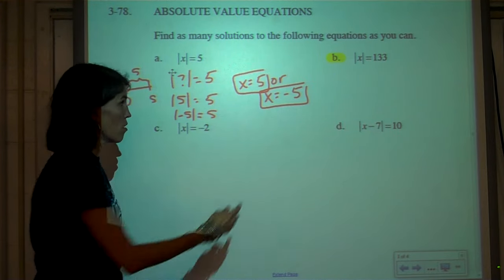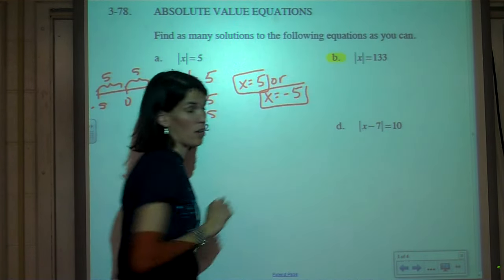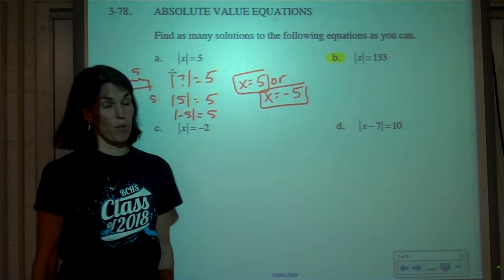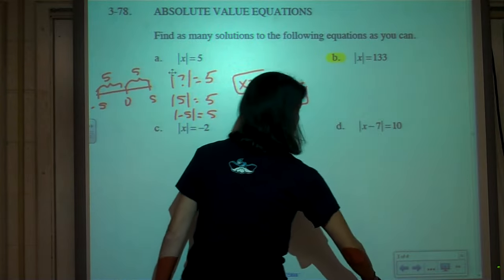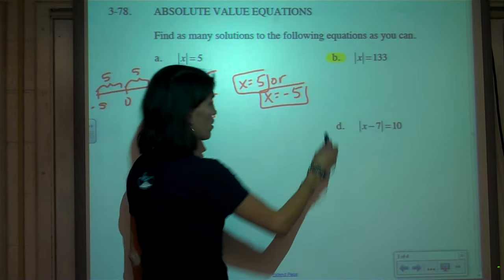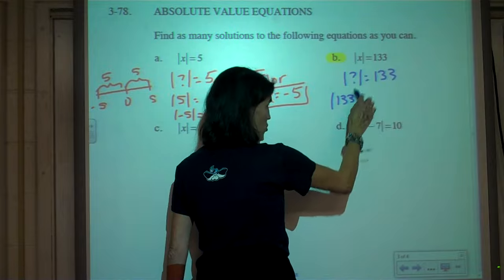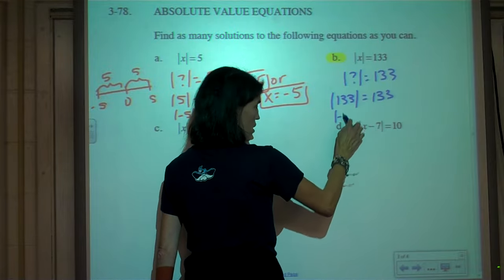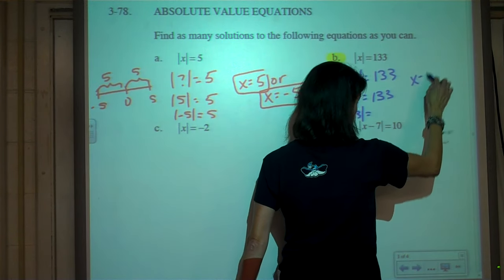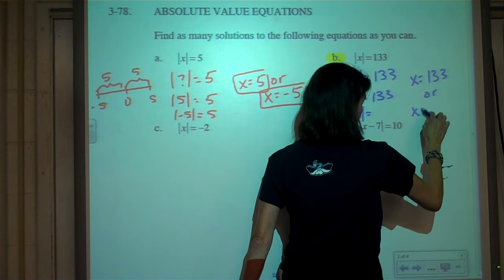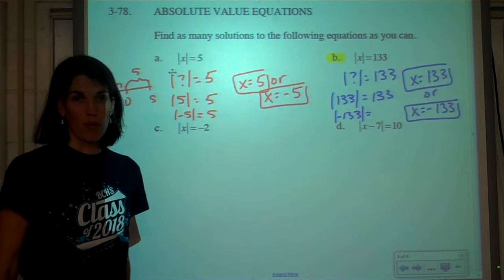Think about that for a minute. I would like for you to try B. Find what value or values of x make that equation true. Hit pause. Try to figure out what the solution or solutions are. Hopefully it didn't take you forever. The question is, the absolute value of what number gives you 133? Well, the absolute value of 133 is 133, and the absolute value of -133 is 133. So your two solutions are x is 133 or x equals -133, because those two values make that equation true.